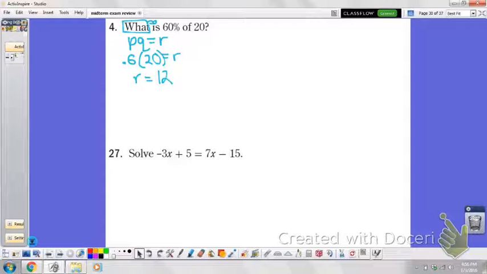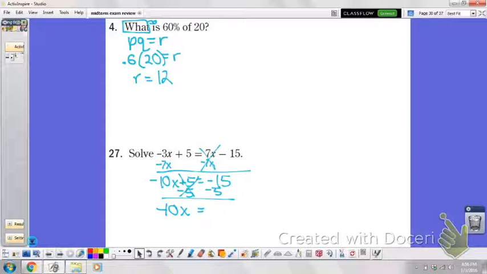Number 27, I am solving the equation negative 3x plus 5 is equal to 7x minus 15. In this equation, I have variables on both sides. I want them on one side, so I will subtract 7x from both sides. That'll give me negative 10x plus 5 is equal to negative 15. Subtract 5 from each side. I have negative 10x equals negative 20. Divide both sides by negative 10. And I have x is equal to 2.